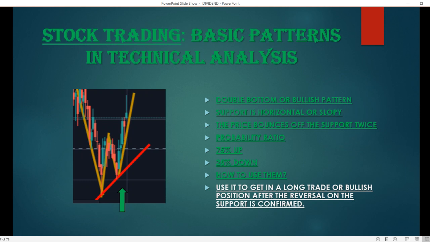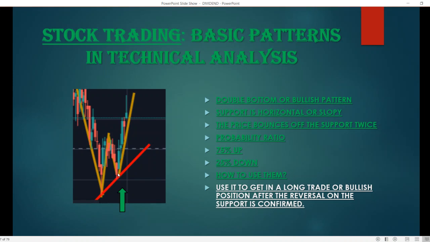So the double bottom is a bullish pattern. The support is horizontal or sloping. The price bounced off the support twice. Here is the little graph that I have. We see this stock is having a downtrend. Then it stopped. This became the support. It didn't go downward anymore. Then it bounced, then it came back, then it bounced off this again. So this is the double bottom that I am talking about.